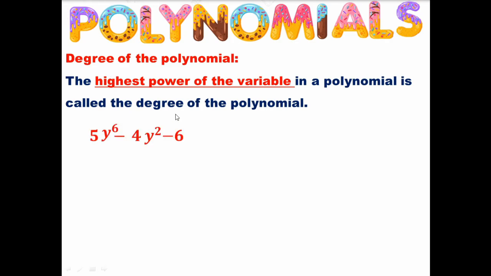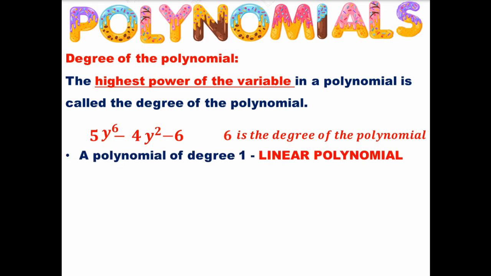Now consider the polynomial 5y power 6 minus 4y square minus 6. This is a polynomial in y, isn't it? The variable here is y. If I am asked to find the degree of this polynomial, I should compare all the powers of y. Here the powers of y are y power 6 and y square, among which y power 6 is the highest. So I say 6 is the degree of the polynomial. Do you understand? The highest power of the variable is the degree of the polynomial.